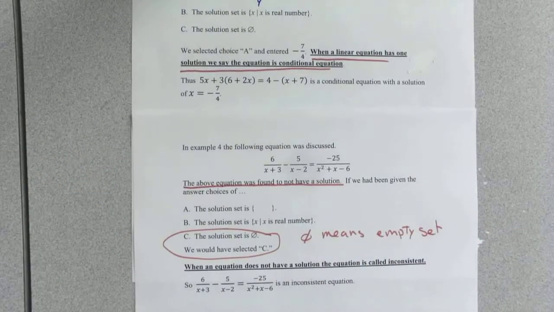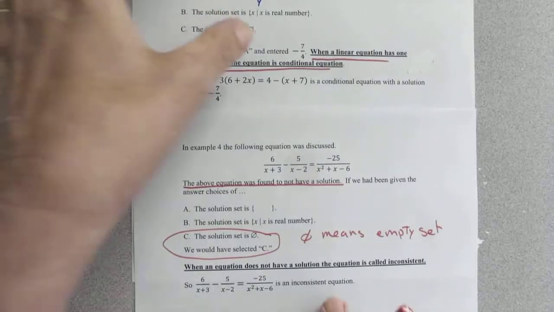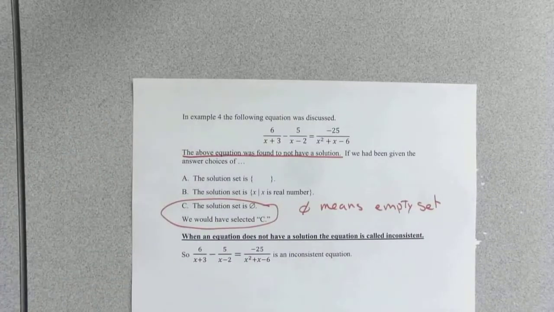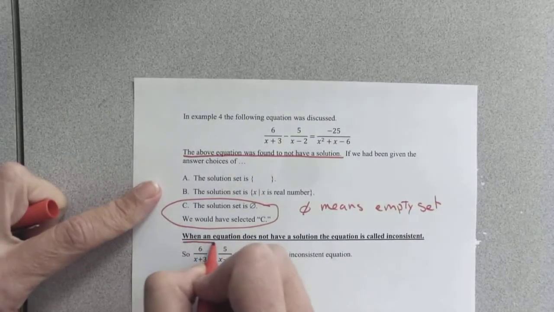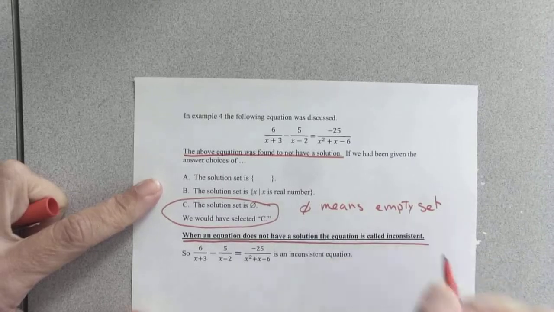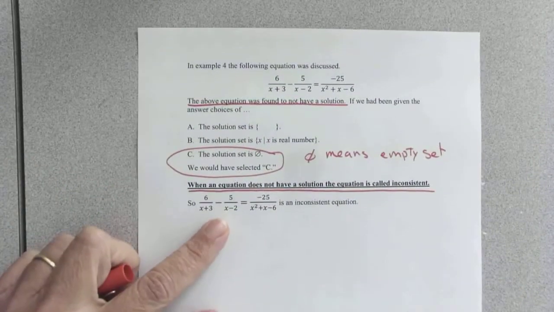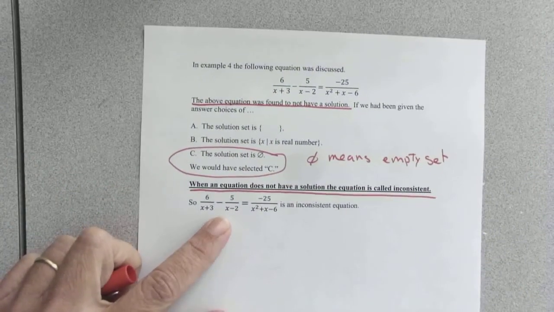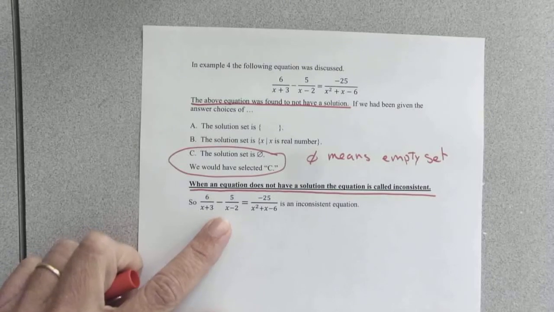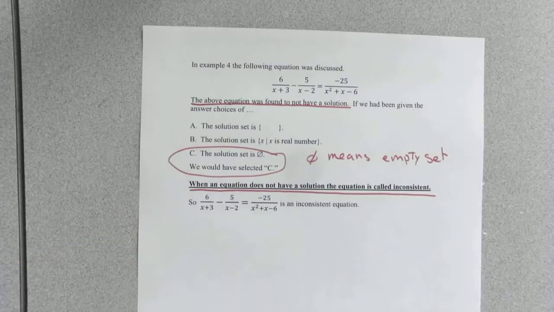Which just means you don't have anything. There's nothing. Was there a solution? No, there wasn't. There was no solution. There was nothing. And so if we had been given those choices, we would have picked C, that the solution is the empty set. And then when an equation does not have a solution, it's called inconsistent. And so we would have called, if asked, this equation inconsistent because it did not have a solution.